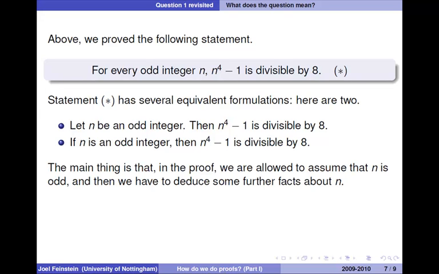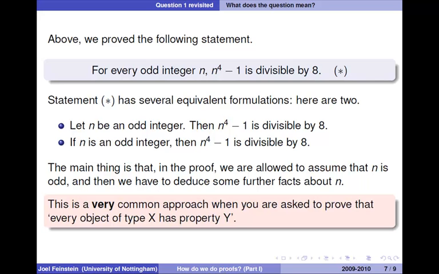The main thing is you're allowed to assume that n is odd, and then you use whatever facts or definitions that you know and can help you to make some deductions until you get to the result you want. And there's going to be an awful lot of results of the form, every object of type X has got property Y. There's going to be loads of proofs of that sort of statement in this module and in other pure math modules. And whenever you see that, the first line of the proof is almost always let something be an object of type X. Then you make the deductions and you prove that it's got property Y.